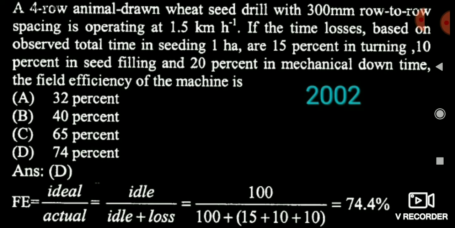And friends, now you can see that 15% of the turning loss, means total time in turning is 15%, 10% time in seed filling, and 20% time in mechanical downtime. So for calculating the total time, you will add effective time plus turning loss plus mechanical downtime plus seed filling time loss. Means you add all the losses with the effective time, you will get the total time, and take the ratio of both, you will get the answer, that is 74.4%.